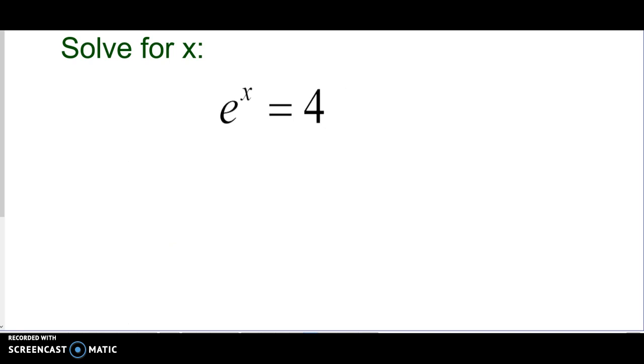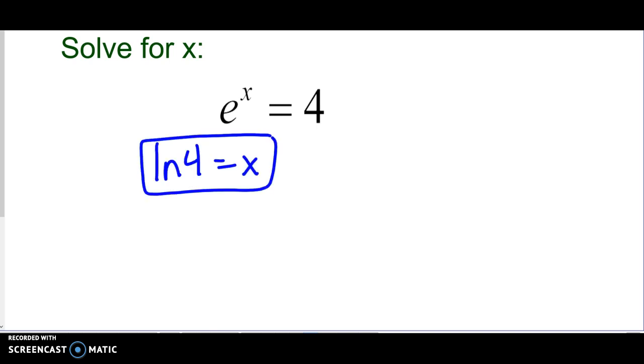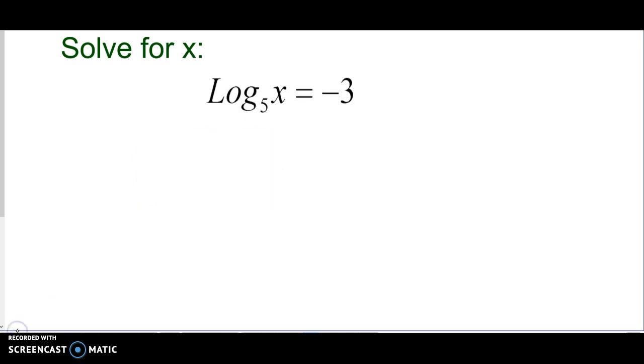All right, solve for x. Go ahead, put me on pause. Log of 4 is x. How did I get that? A couple ways. I could take the natural log of both sides. That's what it would simplify to. Or I could just convert to a log form, and I get the same thing. You do not need to round this. I don't want you to. Keep it exact. Let's have you guys solve this guy here.